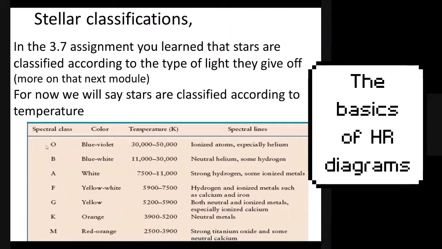So for spectral class O, it's 30,000 to 50,000. Basically anything 30,000 plus. B, 11 to 30. A, 7,500 to 11,000. F, 5,900 to 7,500. G, which is where our sun falls, 52 to 59. K, 39 to 50.